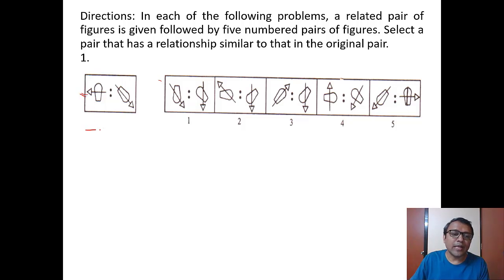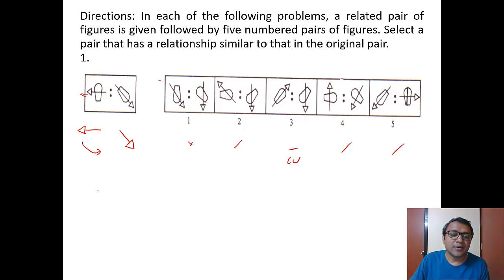Let's look at the arrow. The arrow is turning 135 degrees in the anti-clockwise direction. So in the first, it's not turning. Second, it's turning 135 degrees, yes. Third, it's turning 135 but in the clockwise direction, so I'll take it right now. Fourth is turning 135 and the fifth is also turning 135.